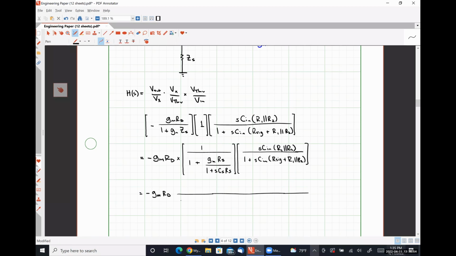So I'm going to have 1 plus GMRS plus SCSRS. Let's make sure that this bit makes sense. All I'm doing is taking the denominator of this first fractional term and multiplying through by that. So here I have 1 plus SCSRS and then plus GMRS. I've grouped it together like this so that I have a real part and an imaginary part.